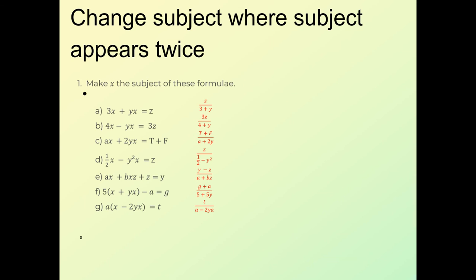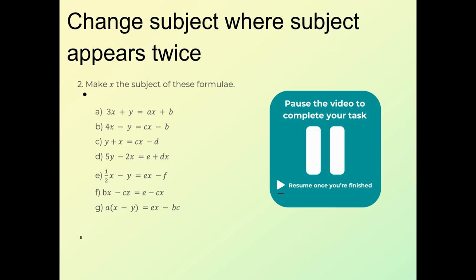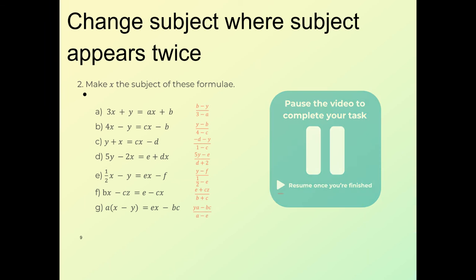For question 2 now, again, make X the subject for these formulas. For example, question 2A, I have the X terms, one on the left-hand side, 3X, and another one on the right-hand side, AX. So start off by bringing the X terms next to each other first, then factorize, then make X the subject. So please pause the video, have a go, then press play when you're ready to carry on. Okay, these are the answers.